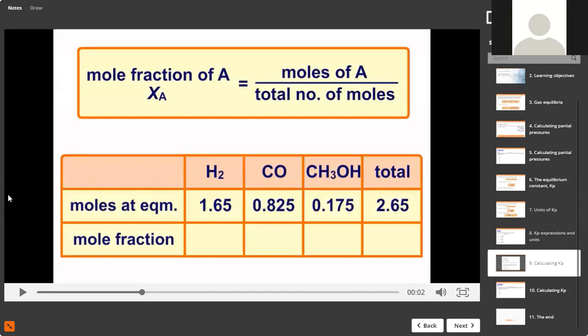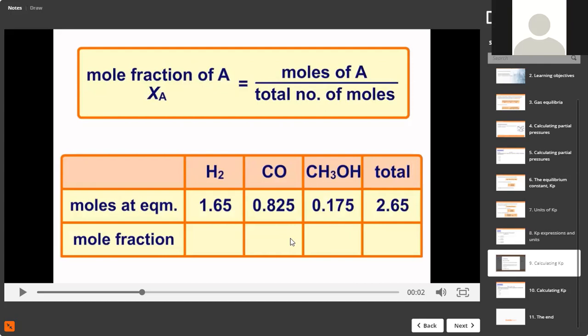So we've got our number of moles from equilibrium from before. So for 1.65, 0.825 and 0.175 carried over. Then we have our total number of moles in total. So we've literally just added those 3 numbers together. So our total number of moles at equilibrium is 2.65.